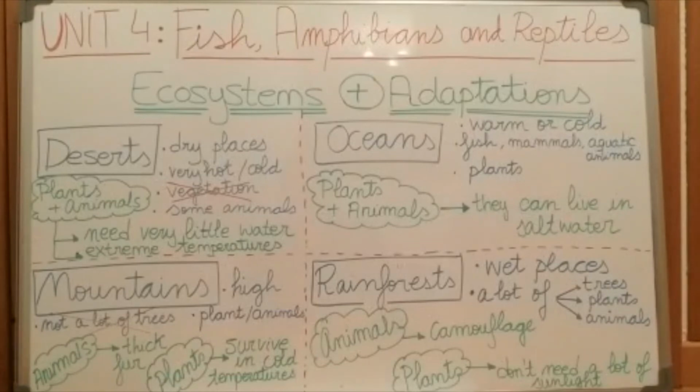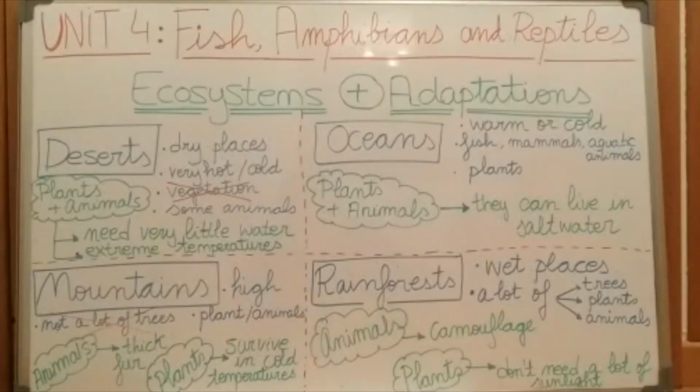Deserts. Deserts are very dry places. During the day, they can be really hot, but at night time, they are extremely cold. As you can imagine, in the deserts there is not too much vegetation. And, well, there are some different animals. How do you think plants and animals can live in a desert?